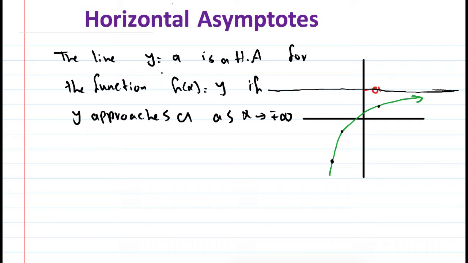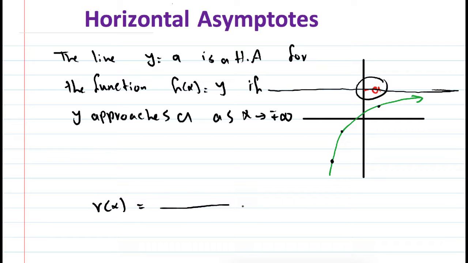The line y equals A is a horizontal asymptote for the function f of x equals y if y approaches A as x goes to positive or negative infinity. As we go toward positive and negative infinity, the y values get closer and closer to A. That is the definition of a horizontal asymptote. I will show you how this happens on Desmos, but before that, let's see how we can find horizontal asymptotes. So suppose we have a rational function, r of x.